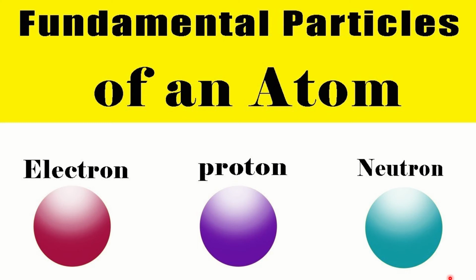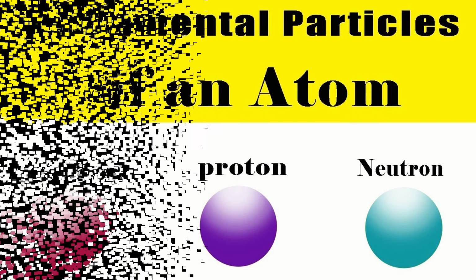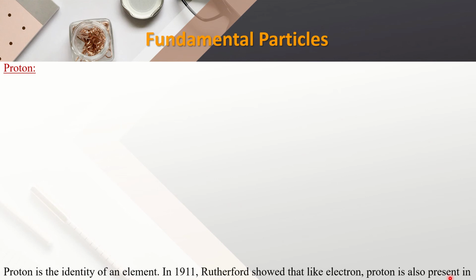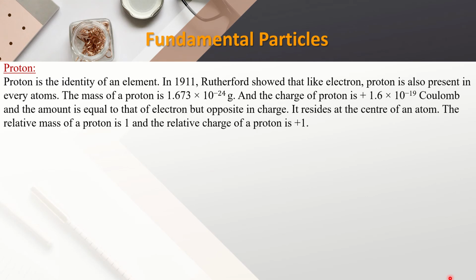Dear students, you know that atoms can be divided, and after dividing atom, we get three fundamental particles: electron, proton, and neutron. Today, in this class, we will learn in detail about electron, proton, and neutron. So, the three fundamental particles of an atom are electron, proton, and neutron. At first, proton. You know, proton is the identity of an element.